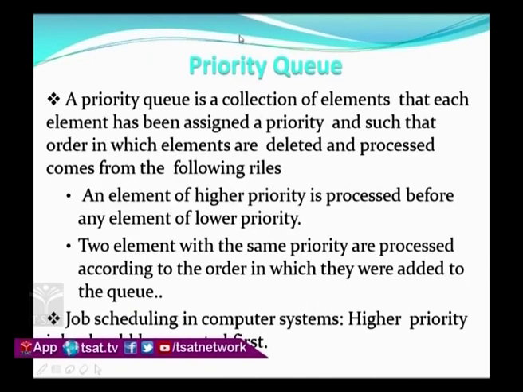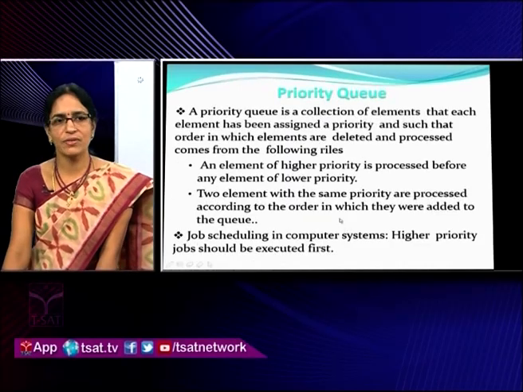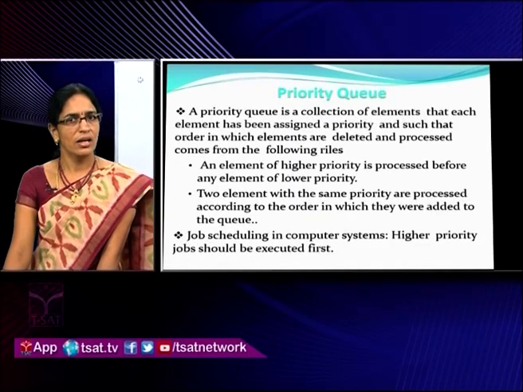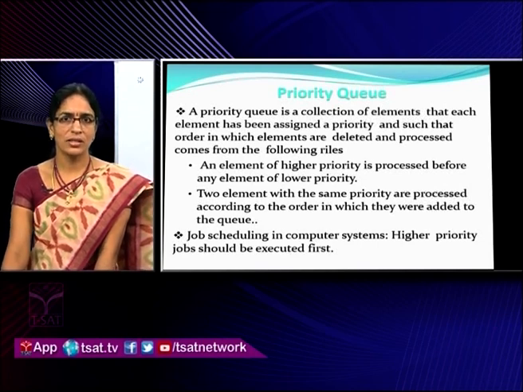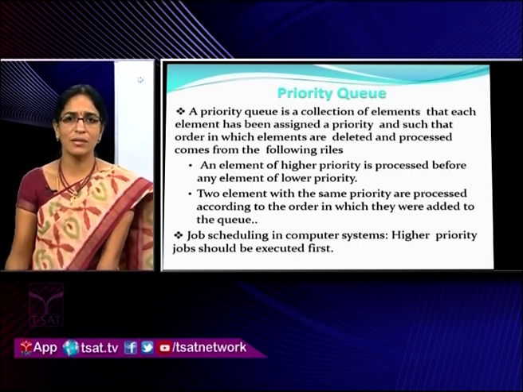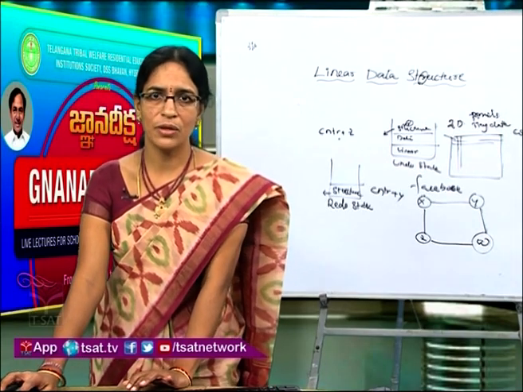Next, priority queue. This is another type of queue. A priority queue is a collection of elements where each element has been assigned a priority. Based on the priority, the element is inserted in the queue or deleted from the queue. Higher priority is processed first and lower priority is processed next. These priority queues are used in scheduling jobs, that is, which job is executed first. In a normal queue, whichever comes first is processed first, but in a priority queue, if some job has the highest priority but comes later, it is also processed first by using the priority queue.